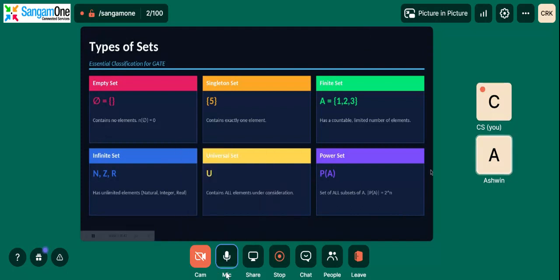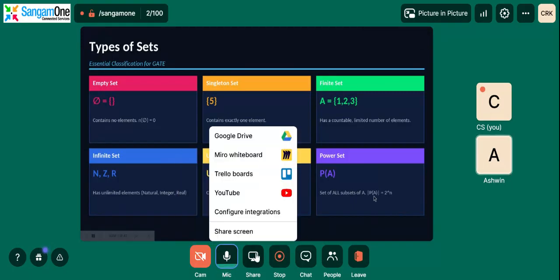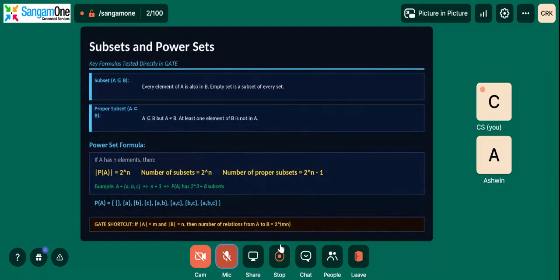I'll clarify it, but sometimes it contains the null set. I will let you know by the end of the session. Then moving on to subsets and power sets, yes, it contains the null set. Sometimes in a superset it does not contain.